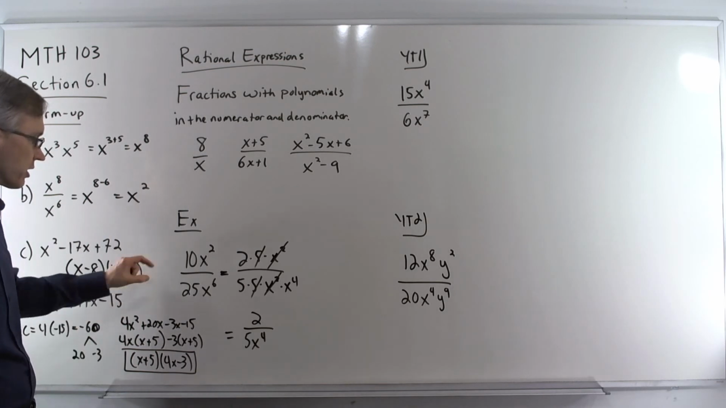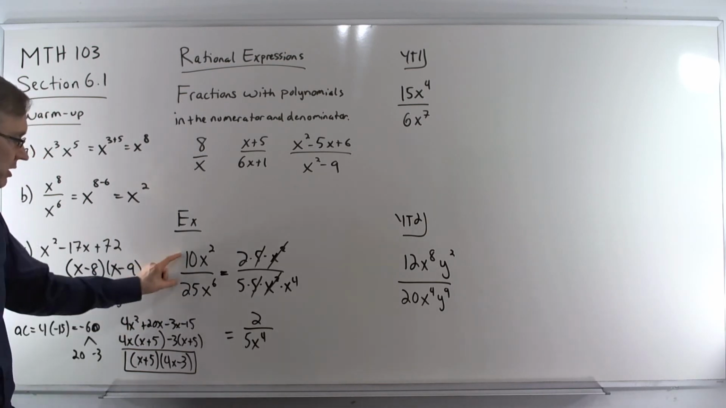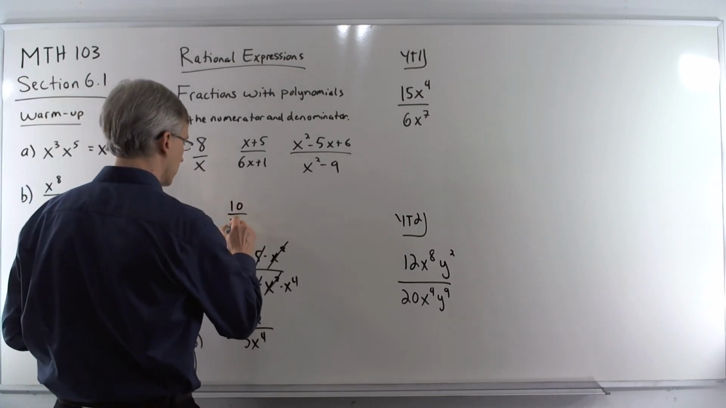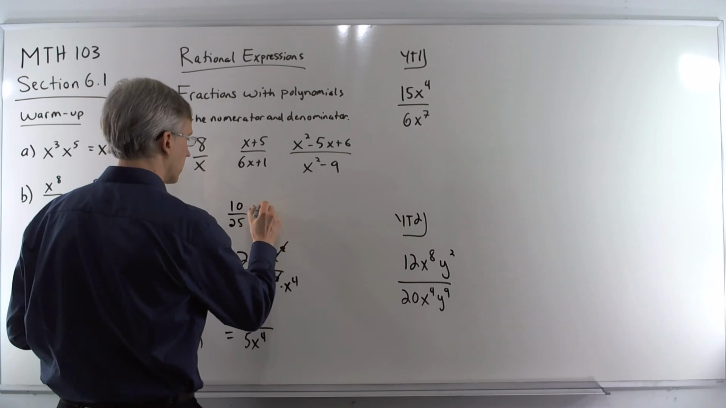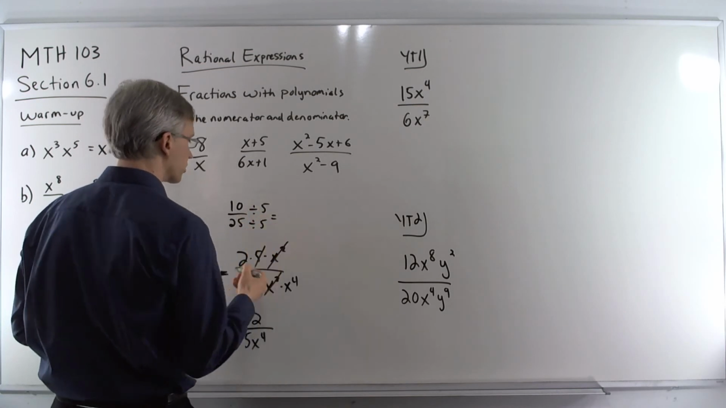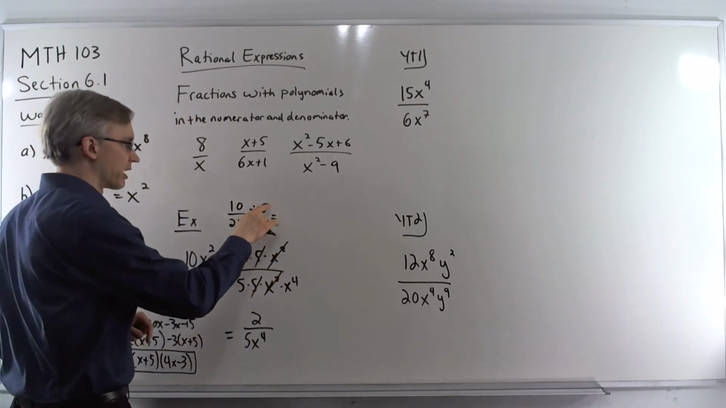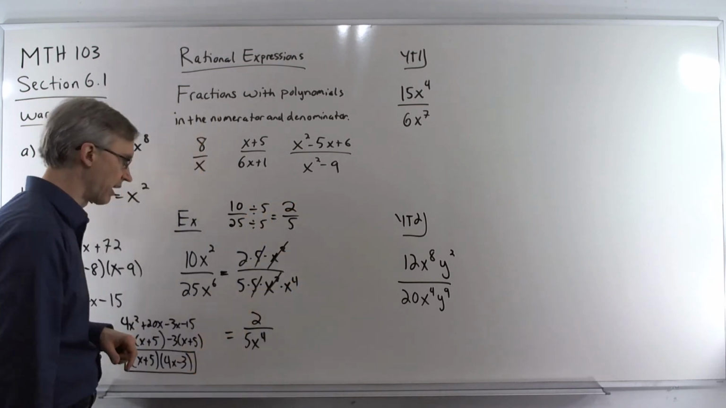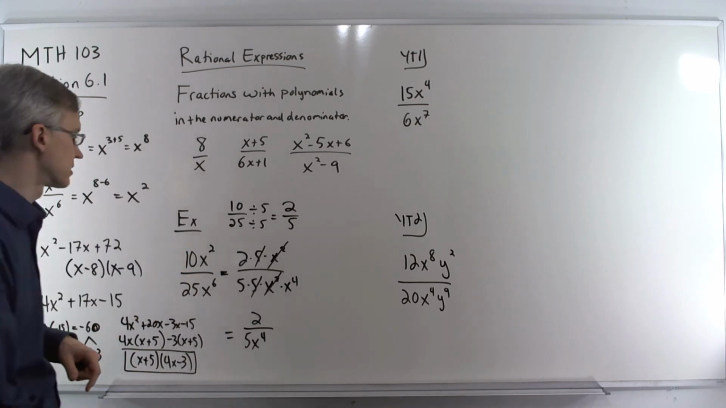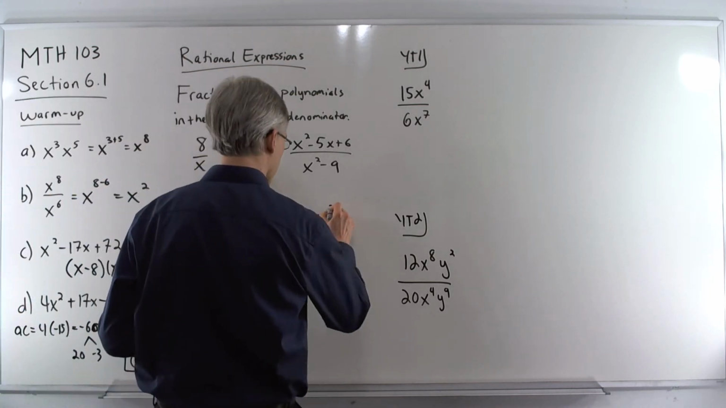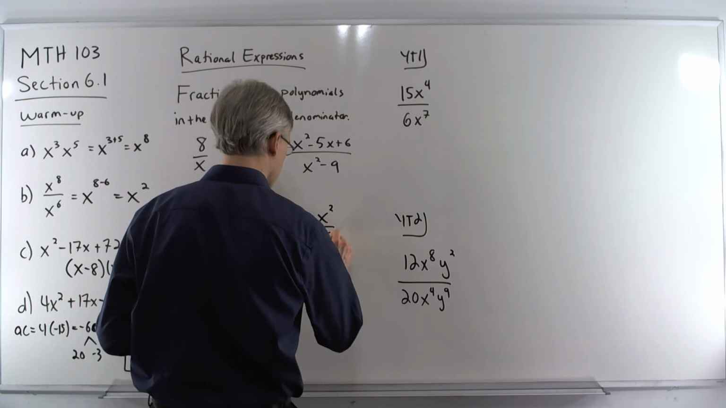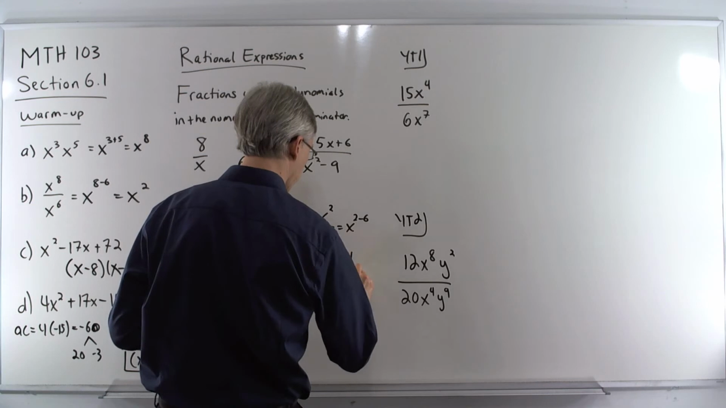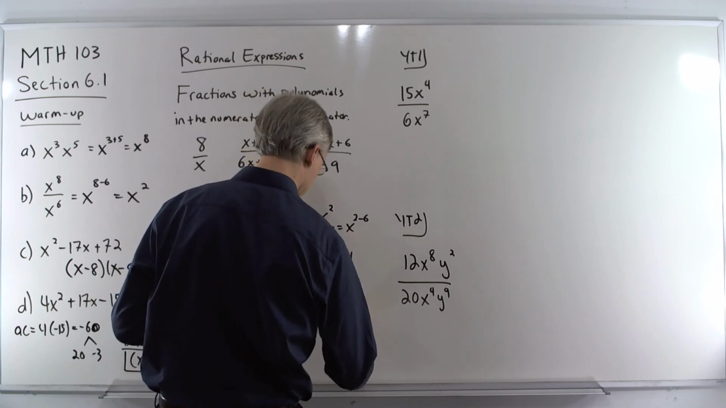Another way to do it is to look at the numbers and variables separately. So let's simplify the fraction 10 25ths. And you can just do this with a calculator. I'm going to do it by hand by dividing top and bottom by 5, and that gives us the fraction 2/5. That matches what we have down here. And now we can do the x's. So we've got x to the 2nd power over x to the 6th power, which is x to the 2 minus 6, which is x to the negative 4 power, which is 1 over x to the 4 power.